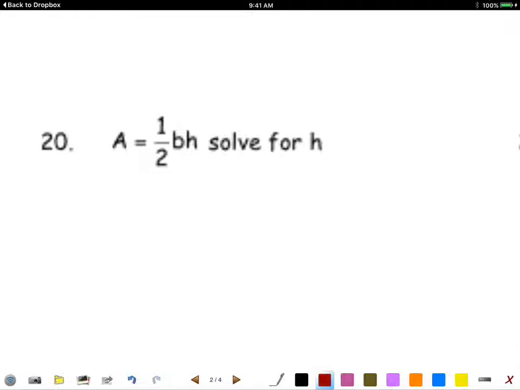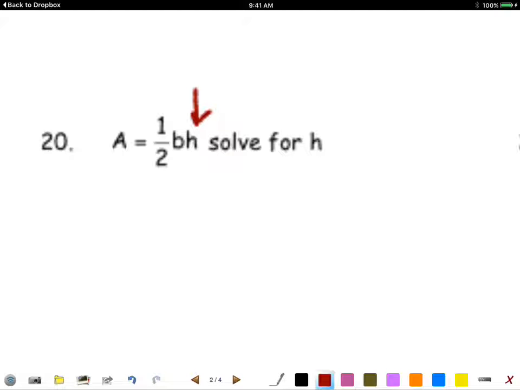Okay, number 20. Solving for h. Now this one's kind of tricky. So if we want to solve for h, we want to get rid of the 1/2 and we want to get rid of the b. So, right, that is the formula for the area of a triangle. Very good. What do you think we could do here? Divide by 0.5b. You could do that.